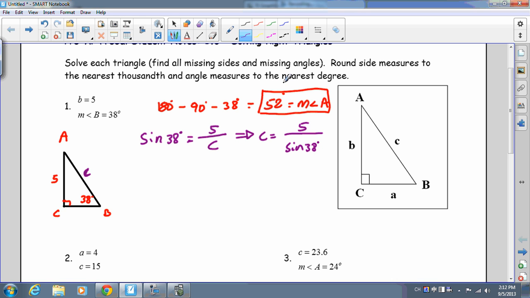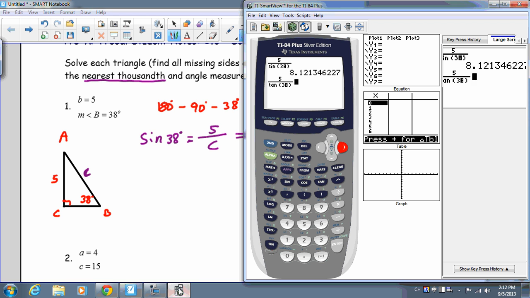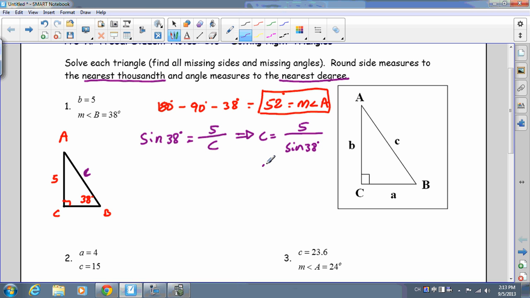According to what was asked here, I'm looking for all sides to be rounded to the nearest thousandth and all angle measures to be rounded to the nearest degree. So I will go ahead and use my calculator on this. This is the first answer that I have so far on my calculator: 5 divided by the sine of 38. Make sure your calculator is in degree mode. 5 divided by the sine of 38 is 8.121. So here I will make sure I write approximately equal to 8.121.